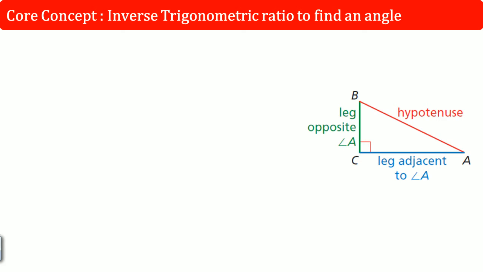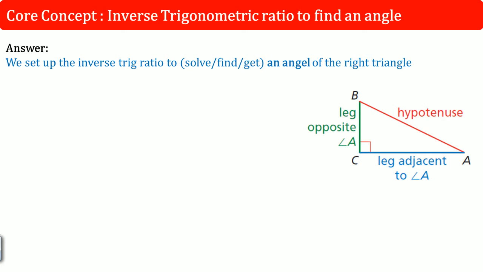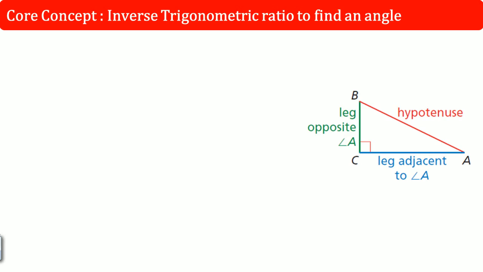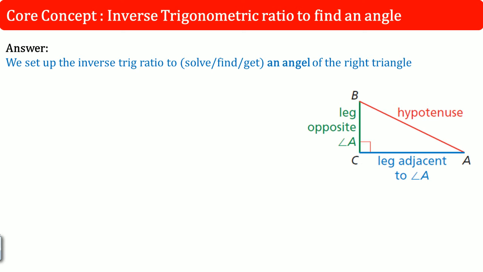How can I get the angle now? What about if you have the sides, but now you want the angle? This is how we get the inverse trig ratio. The inverse trig ratio is used to solve, find, or to get an angle of the right triangle. Before, we wanted the sides, so we used the regular sine, cosine, and tangent. But now, we're going to use the inverse to find the angle of the right triangle. And here are your inverses.